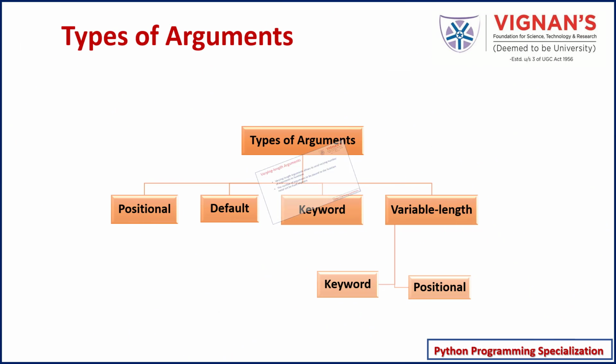These variable length arguments are of two types. They can be either keyword arguments or positional arguments. So first of all, we'll see what positional variable length arguments are.